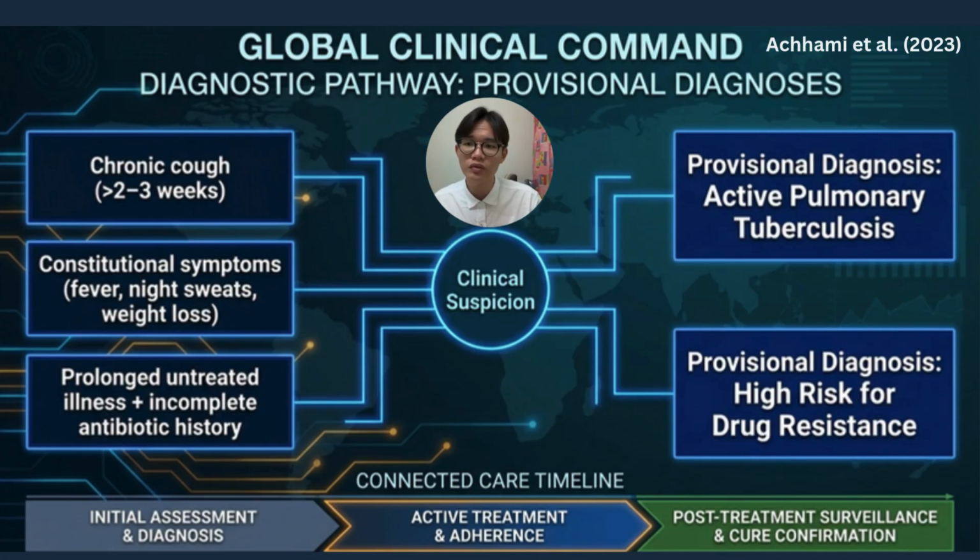Additionally, this patient's history is incomplete. Antibiotic use raised concern for possible drug resistance. Therefore, the provisional diagnosis established was active pulmonary tuberculosis with potential risk of drug resistance. The diagnosis was guided by screening recommendations from the Centers for Disease Control and Prevention.